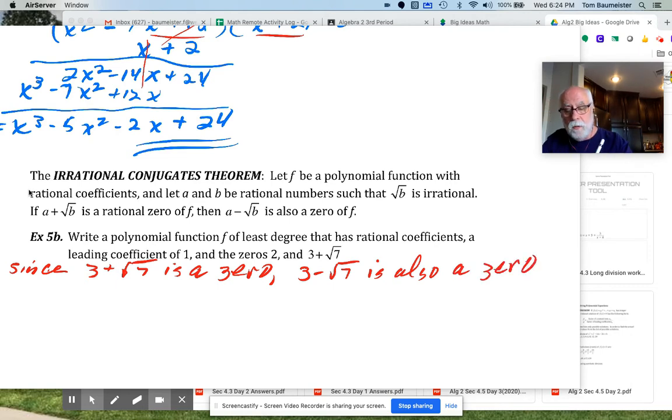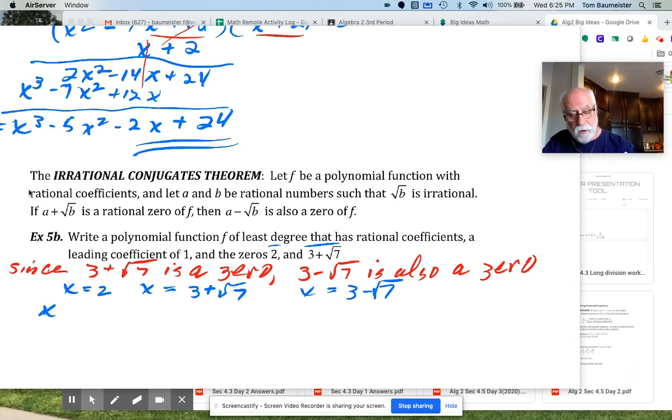All right, so knowing that, just like I did with the earlier one, now I have 3 zeros here. I have 2, I have 3 plus the square root of 7, and I have 3 minus the square root of 7. So that is telling us we have x is equal to 2, x is equal to 3 plus the square root of 7, and x is equal to 3 minus the square root of 7. Okay, so again, just like we did before, these were our answers. We're going to now move them over.